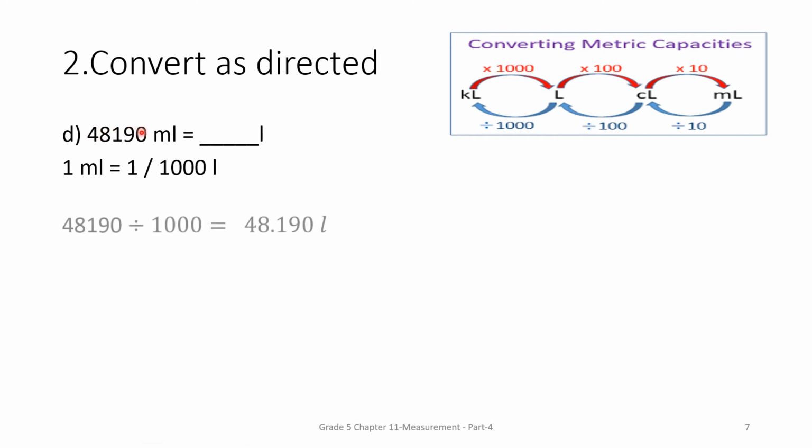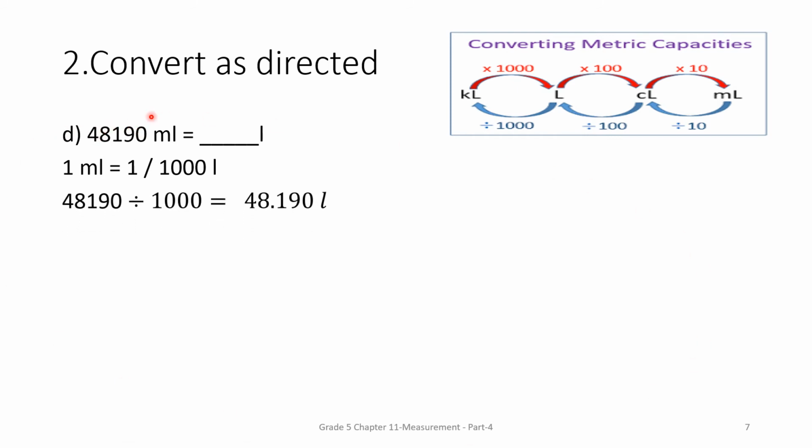48190 by 1000. Okay. Now see, here comes the concept of division by 1000. Now here we will count the number of zeros in the divisor. Here we have 3 zeros. So we'll put the decimal point to its left by 3 digits. Okay, and we'll start from ones place. So we'll put the decimal point 1, 2 and 3. Okay, so the decimal point will come between 8 and 1, and our answer will be 48.190 liters.